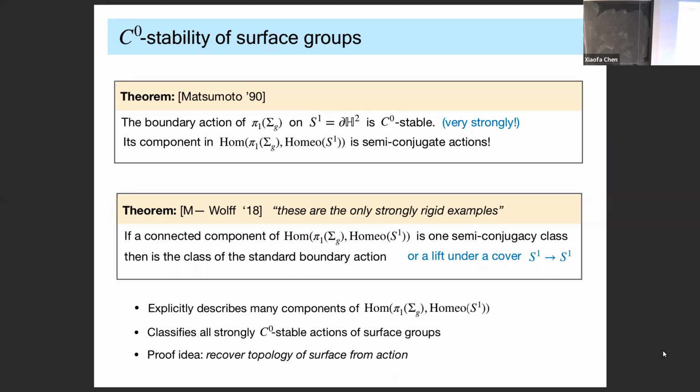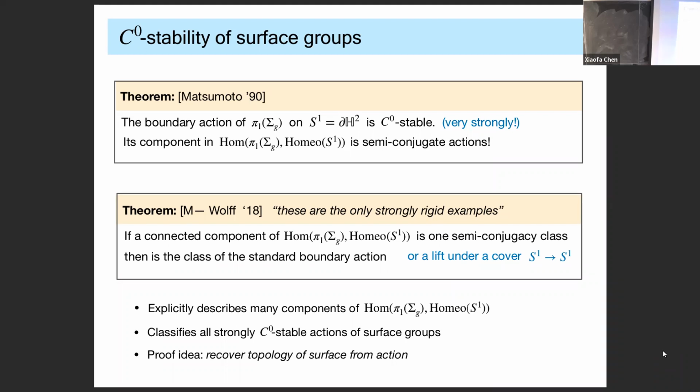Also, Matsumoto's theorem says that it's almost global. There is an entire connected component. So you can imagine deforming this action along a very long path. You keep changing it, you keep changing it, you keep changing it. Oh, theorem, you didn't change it at all. The end of your path is still semi-conjugate to the original, and encodes all the same information. You didn't meaningfully change the dynamics. So this theorem has been an inspiration to me for a long time as a good example of C0 stability.